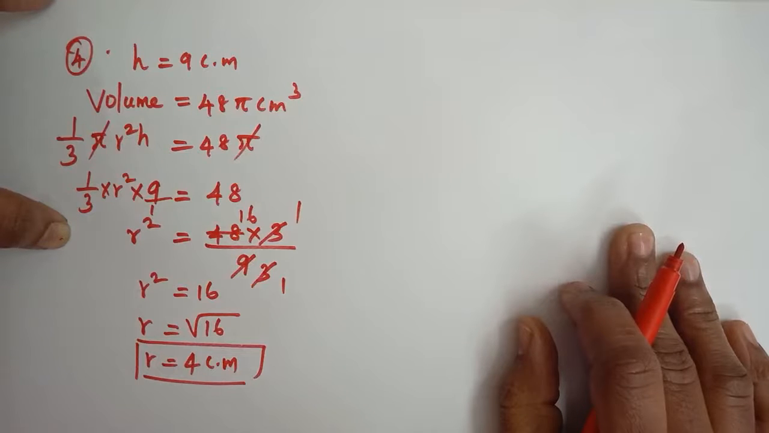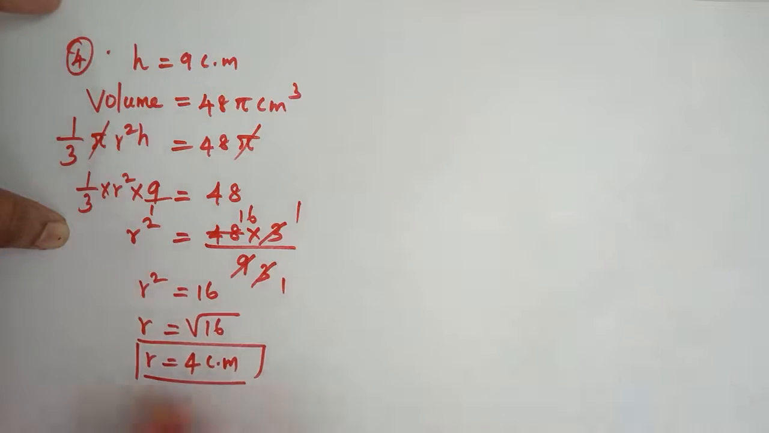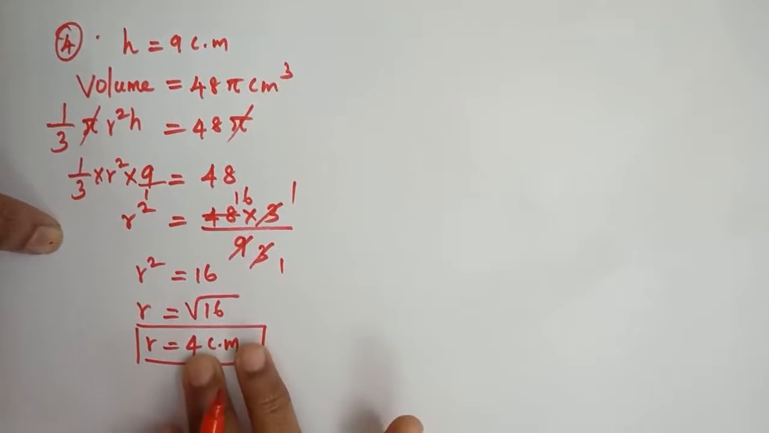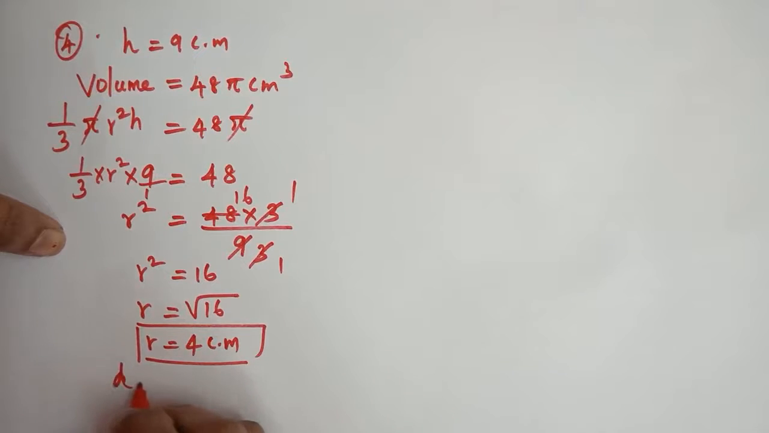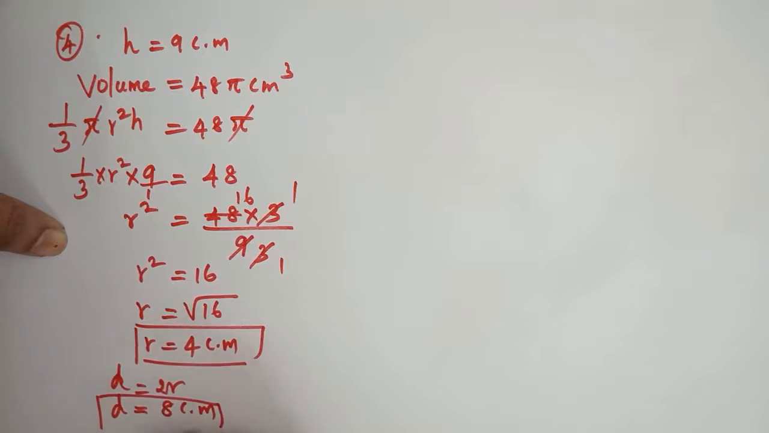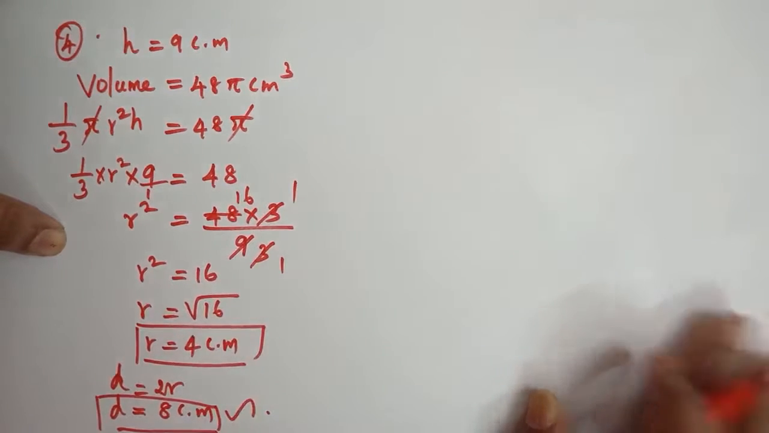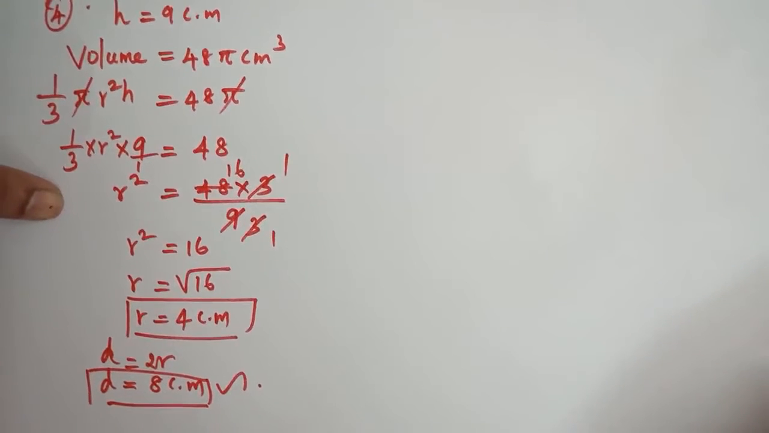Hence, students, listen, if the volume of a right circular cone of height, okay, find the diameter of its base. Here r is equal to 4 centimeter. Okay, now we have to find the diameter. That means 2 into r, so d is equal to 2 into 4, that is 8 centimeter. So the answer, diameter is 8 centimeter. Is it clear, students? Answer d, that is 8 centimeter.